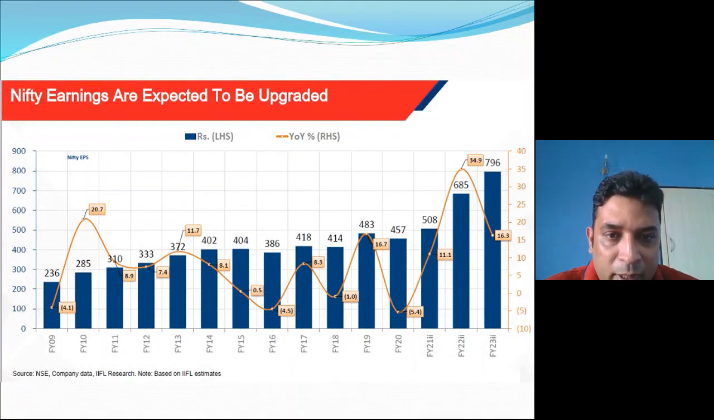Nifty earnings are expected to be upgraded. The data point says so. This is the Nifty EPS from 2009 onwards. We have shown how the EPS has moved. Obviously we have a higher EPS right now because of the data that we already have, and it will be moderated in the coming one or two years. So most of the stocks you might be getting at a premium right now. I will show you the data point in the next slide itself, which is probably expected to be rationalized in days to come.